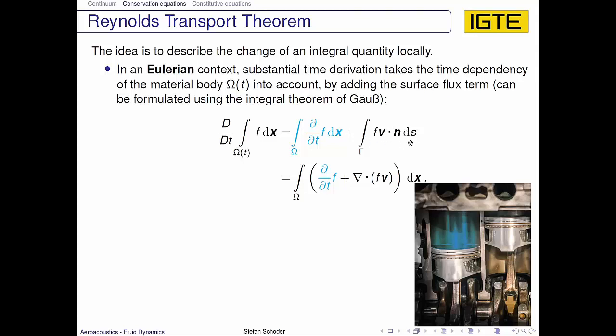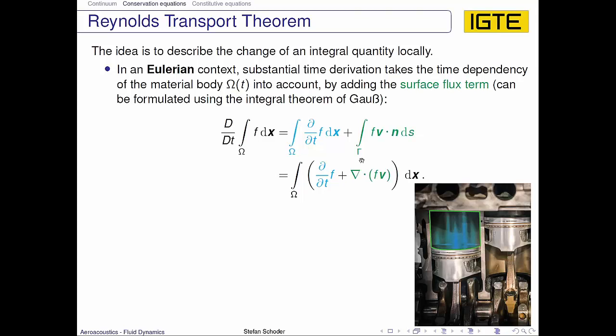And this is very much different from the Lagrangian thing, and therefore we now have the possibility to use the integral theorem of Gauss and to include this surface flux term again into the volume integral itself by the divergence operator, and then we see that the surface flux term is more or less this convective term here.